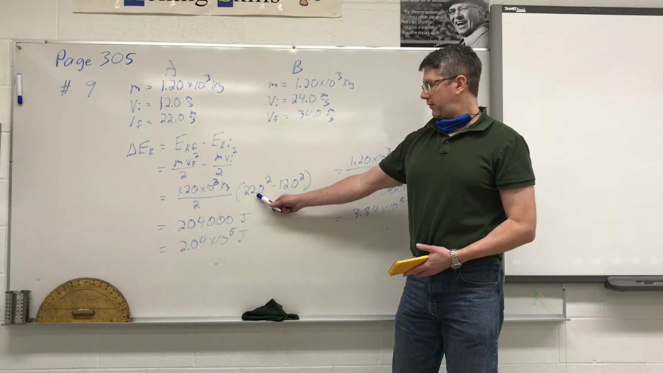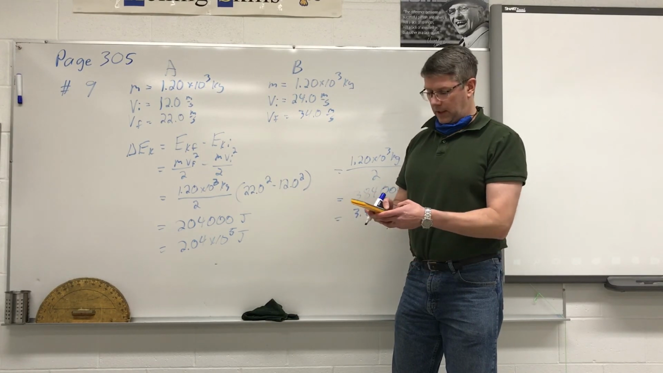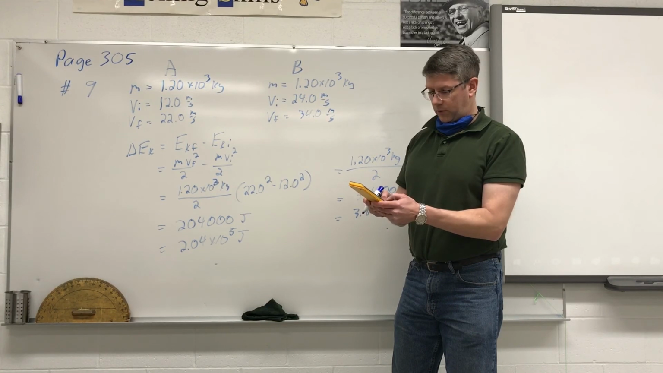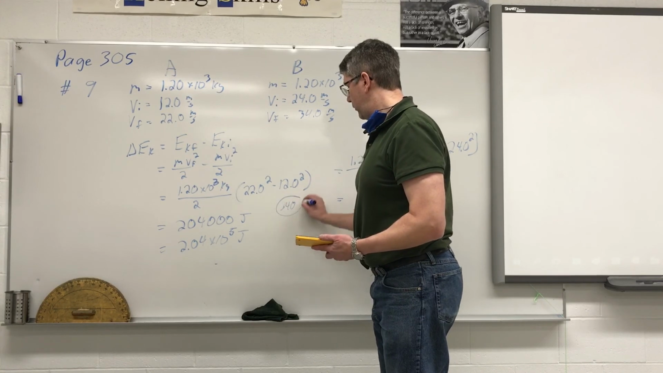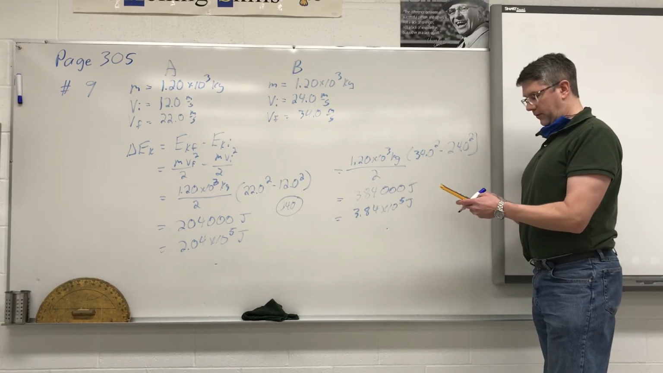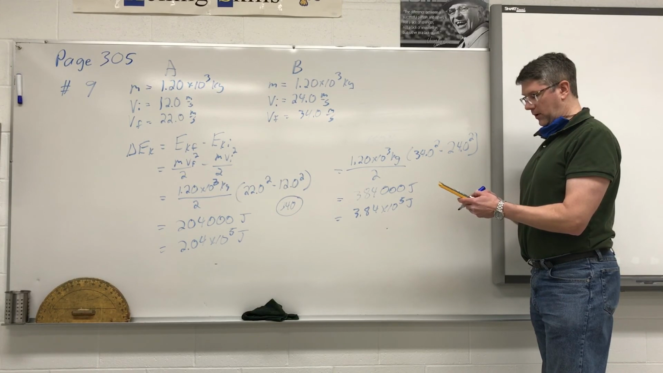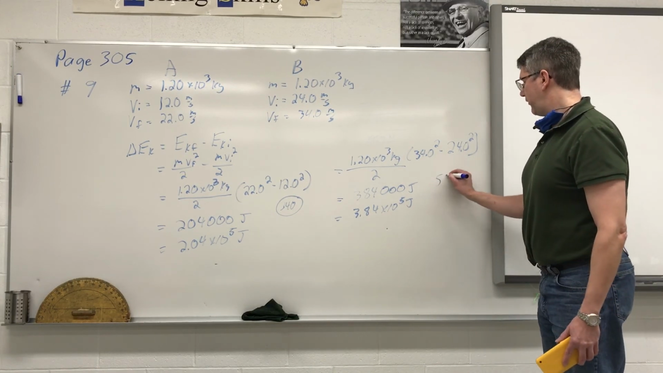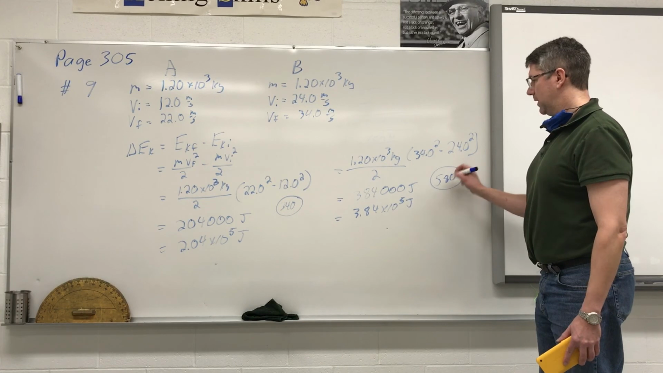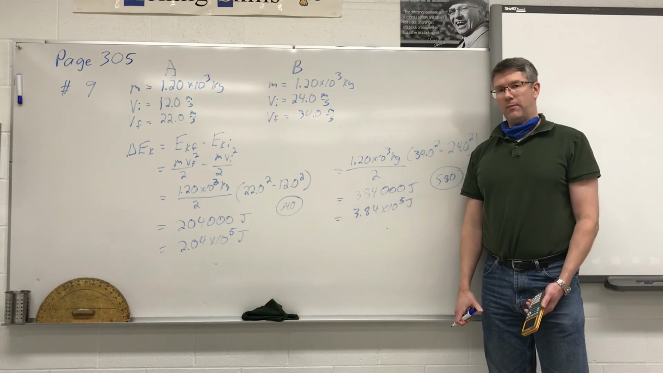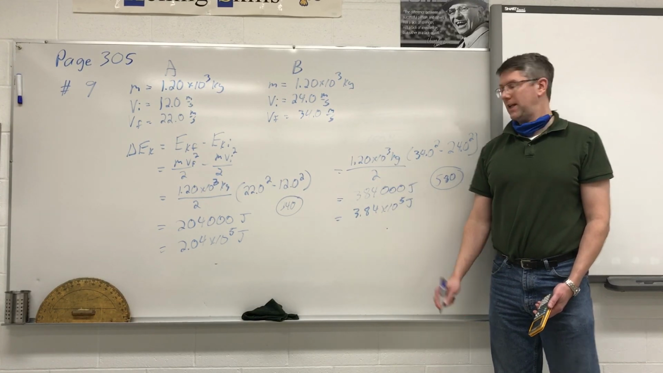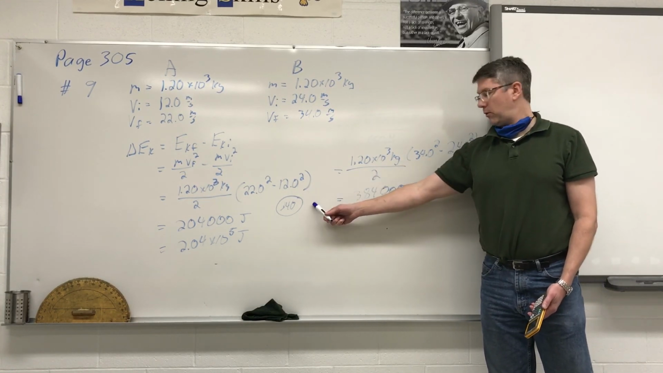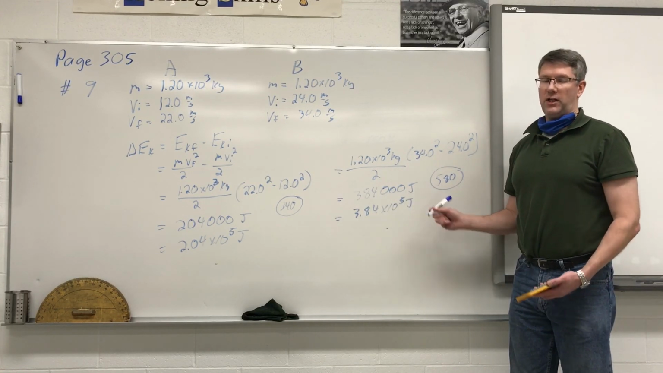So if we compare this, we have 22 squared minus 12 squared. If we put that in the calculator, this value gives us a change of 340. Over here we have 34 squared minus 24 squared. This one gives us a value of 580. So that's why we end up with very different amounts of energy, even though they have the same mass and they have the same change in velocity. They started at different velocities, so they will get different square of changes of velocity.